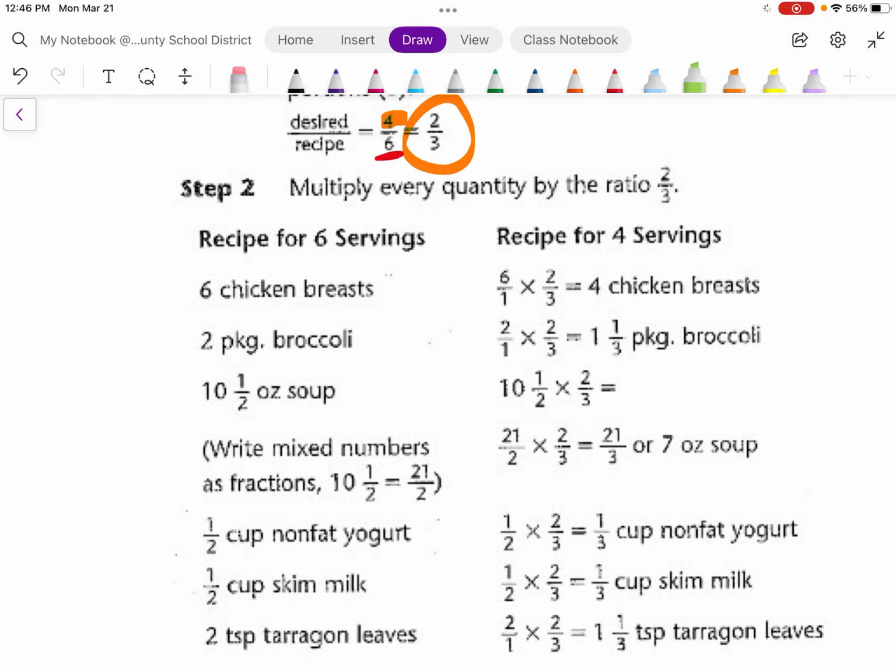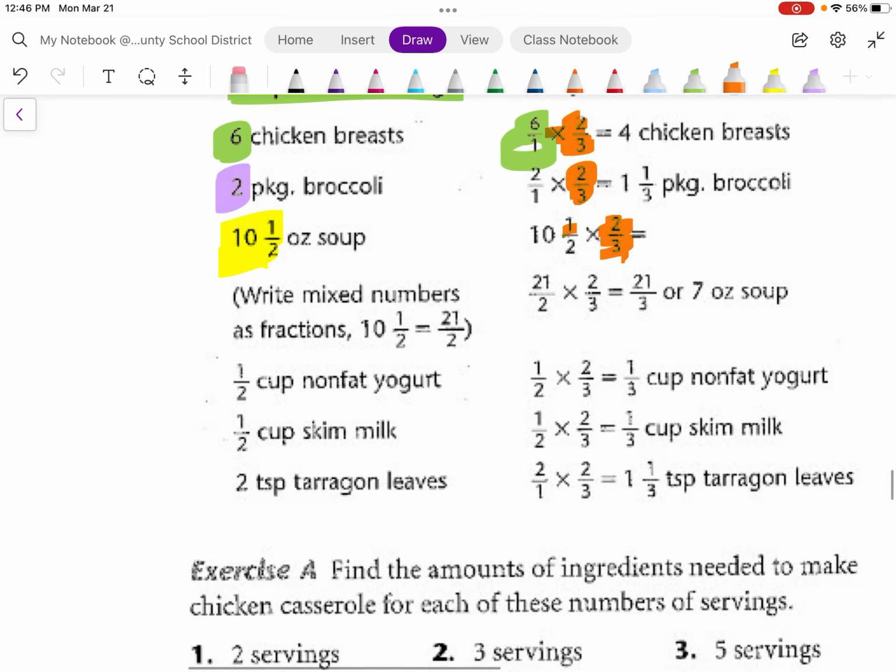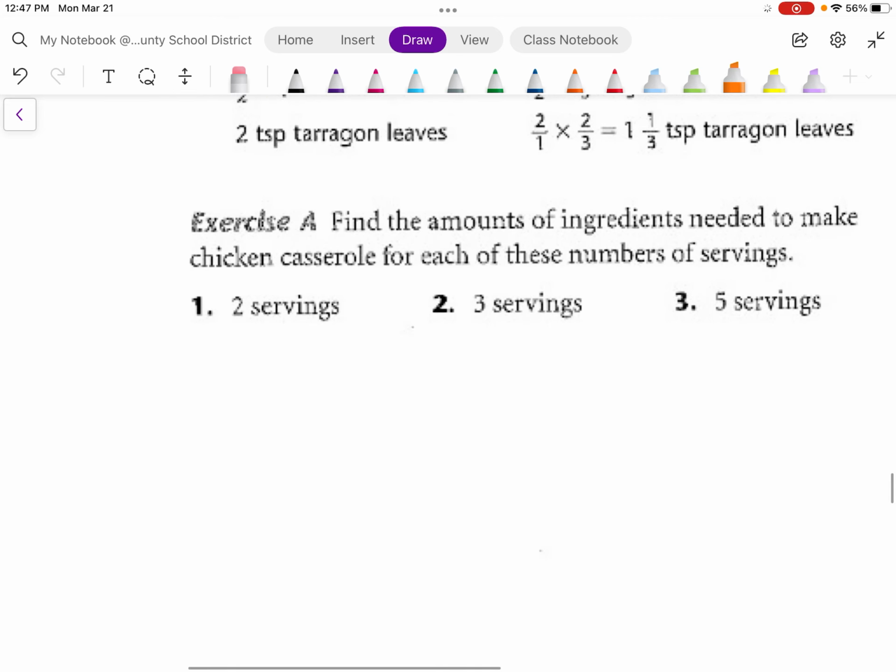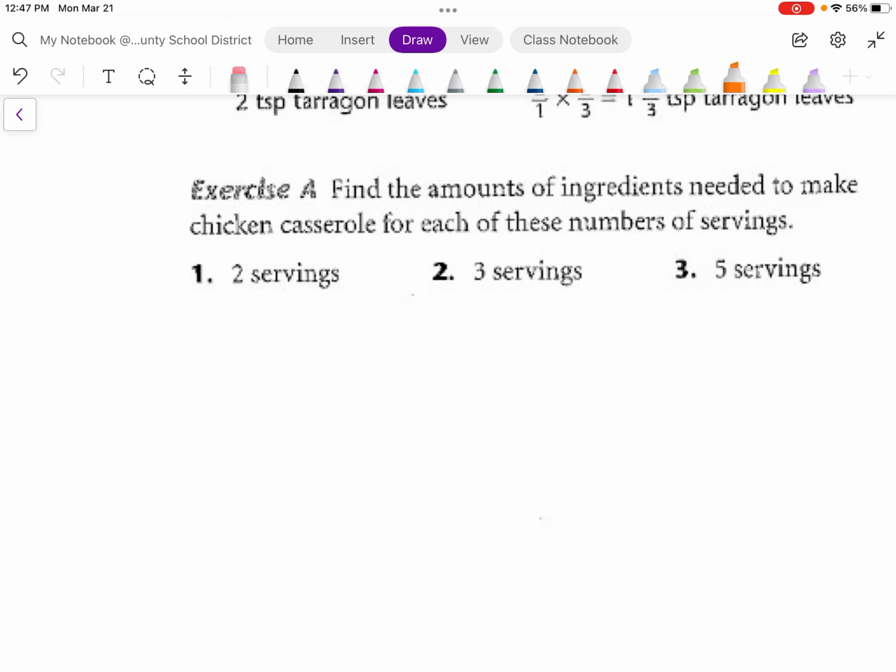So originally the recipe made for 6 people includes 6 chicken breasts. To figure out how many chicken breasts I need, I'm going to multiply the 6. Remember, you can always put it over 1 times 2/3. So essentially, you're going to multiply everything, the 2 packs of broccoli times 2/3, the 10.5 ounces of soup times 2/3. Everything in this recipe is going to be multiplied by 2/3 because you only want 4 out of the 6 servings.